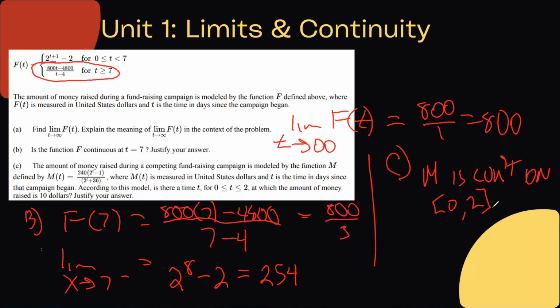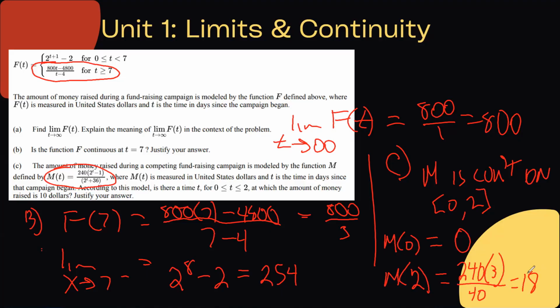That's important because we're eventually going to use the intermediate value theorem. M of 0 is going to be equal to, if we plug 0 into this function, you would have 0. M of 2 would be 240 times 3 over 40, which is 18. Now, you would say, by the intermediate value theorem, there must be at least one time in the interval 0 to 2 such that M of t equals 10, since 10 is between 0 and 18.